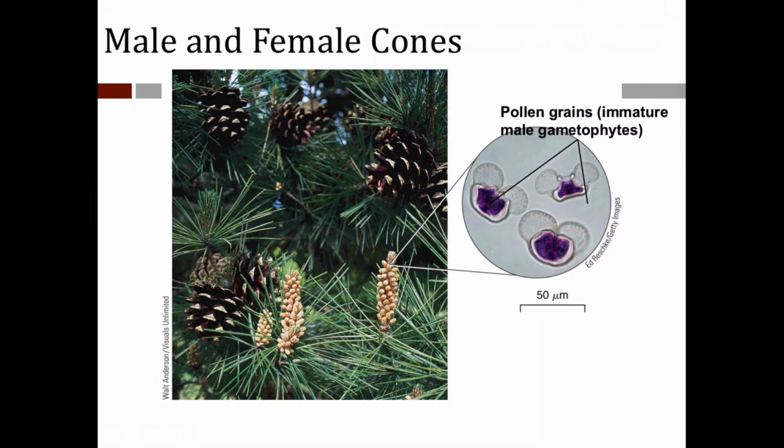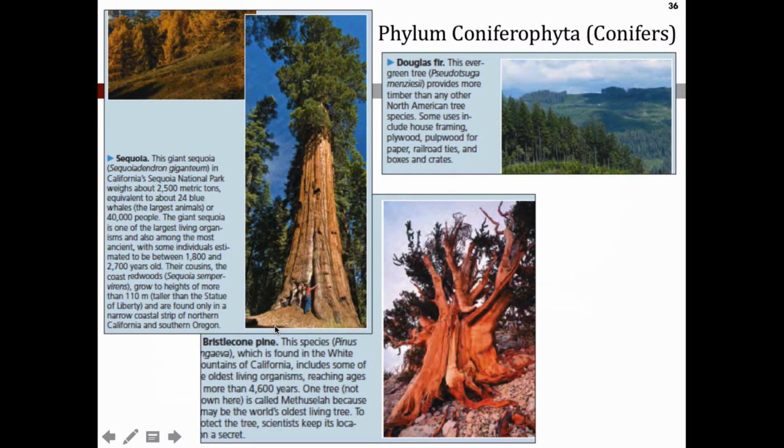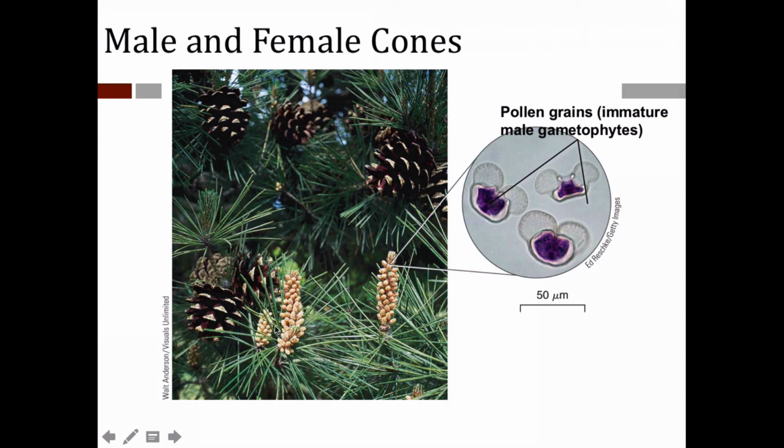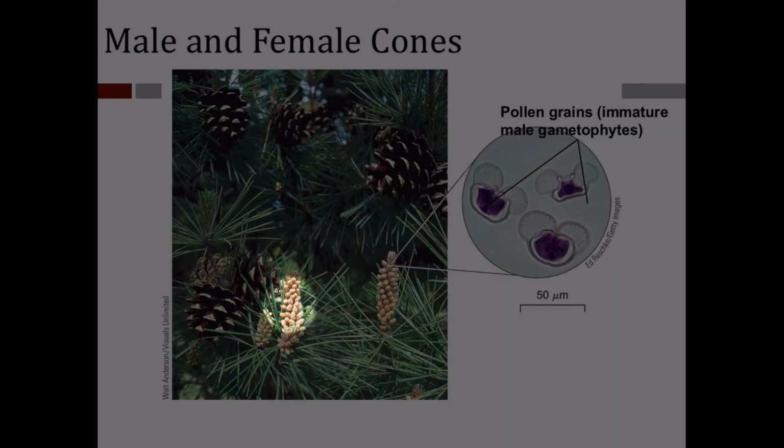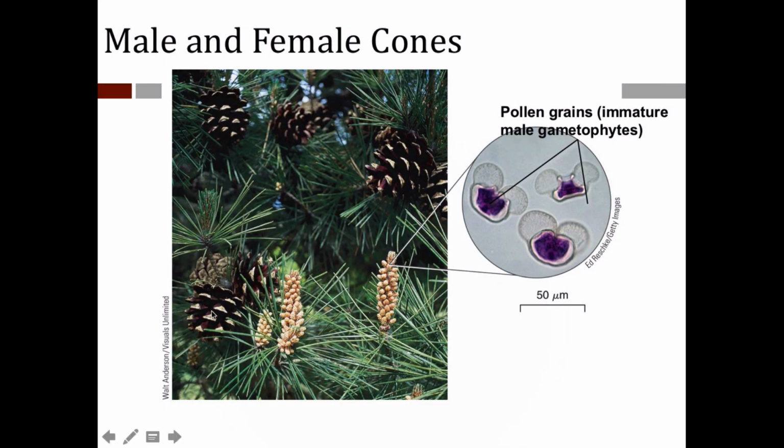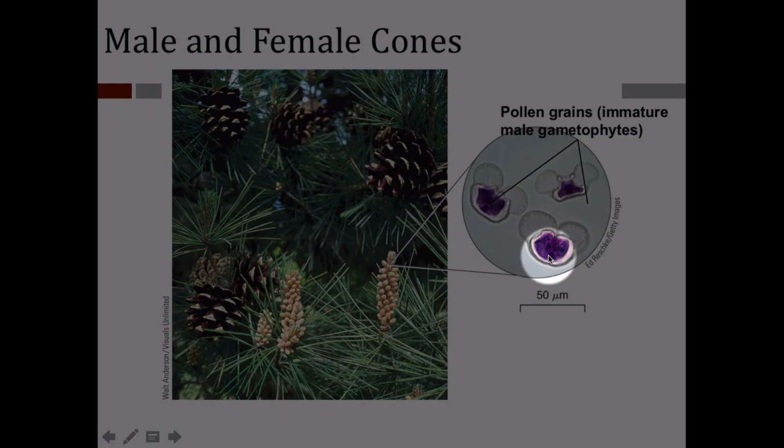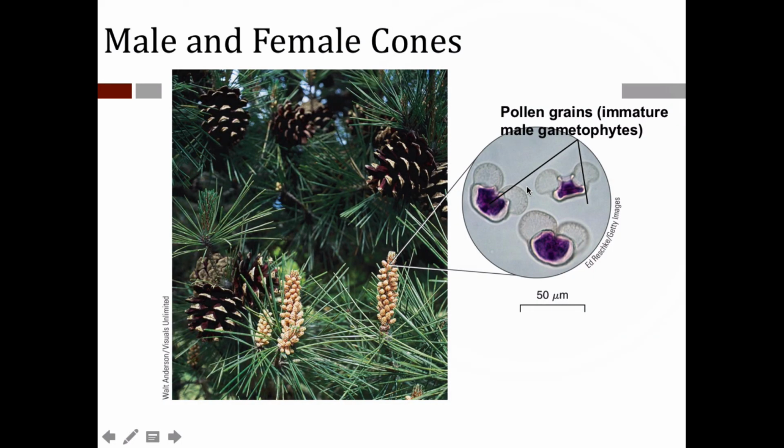So, to get back to where I was, what you are seeing here are both the male and female cones. Microscopically, this is a pollen grain, and these are the air sacs. Sometimes students say that it reminds them of Mickey Mouse, the immature microgametophyte dispersed via the wind.